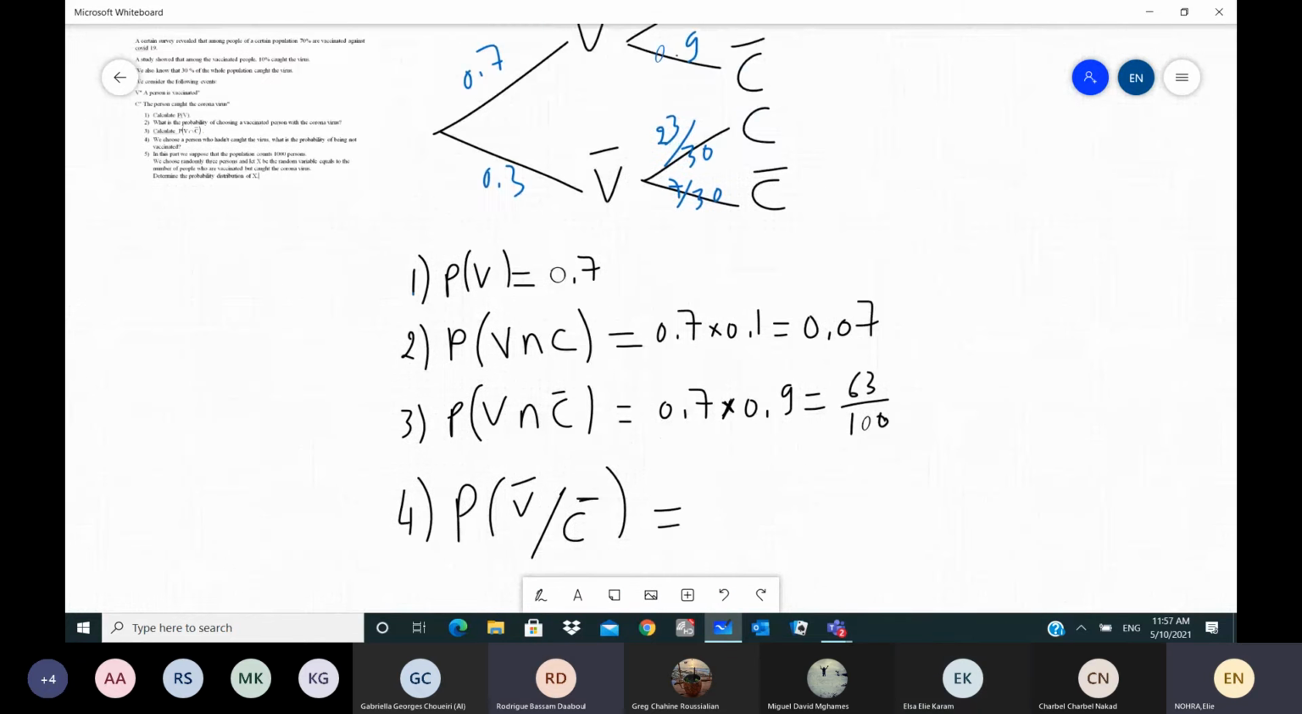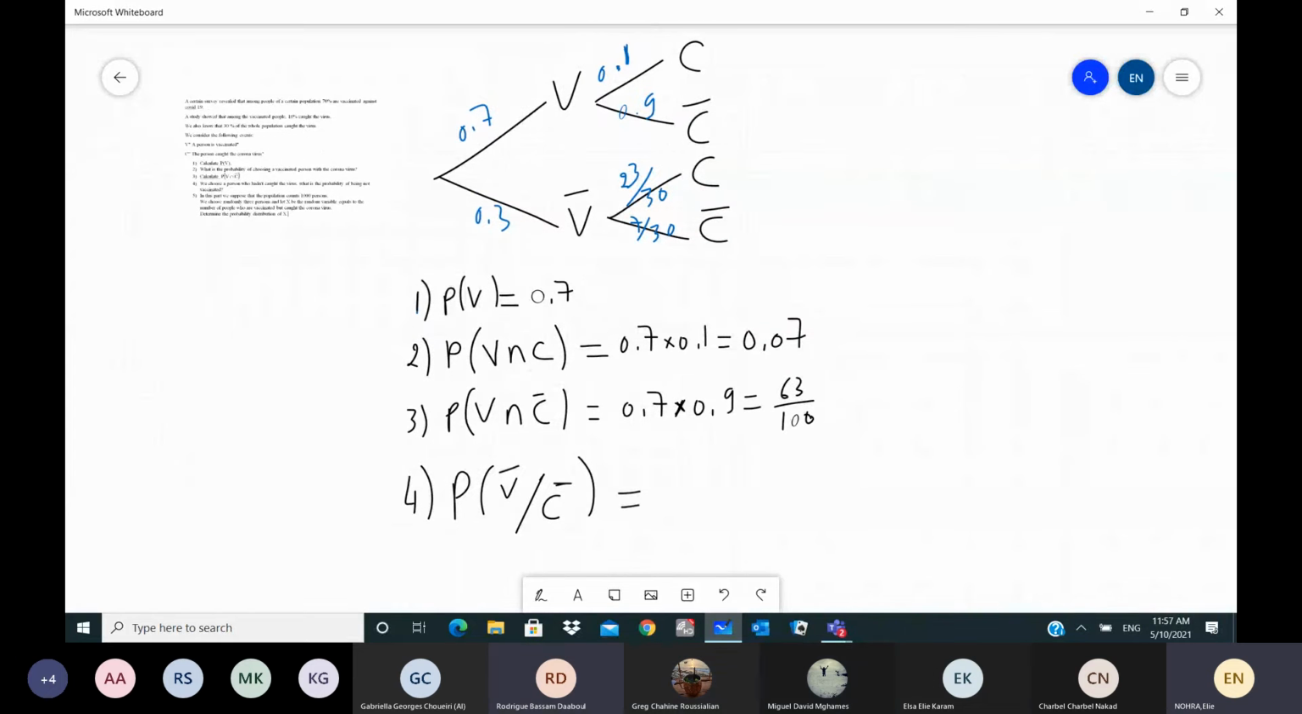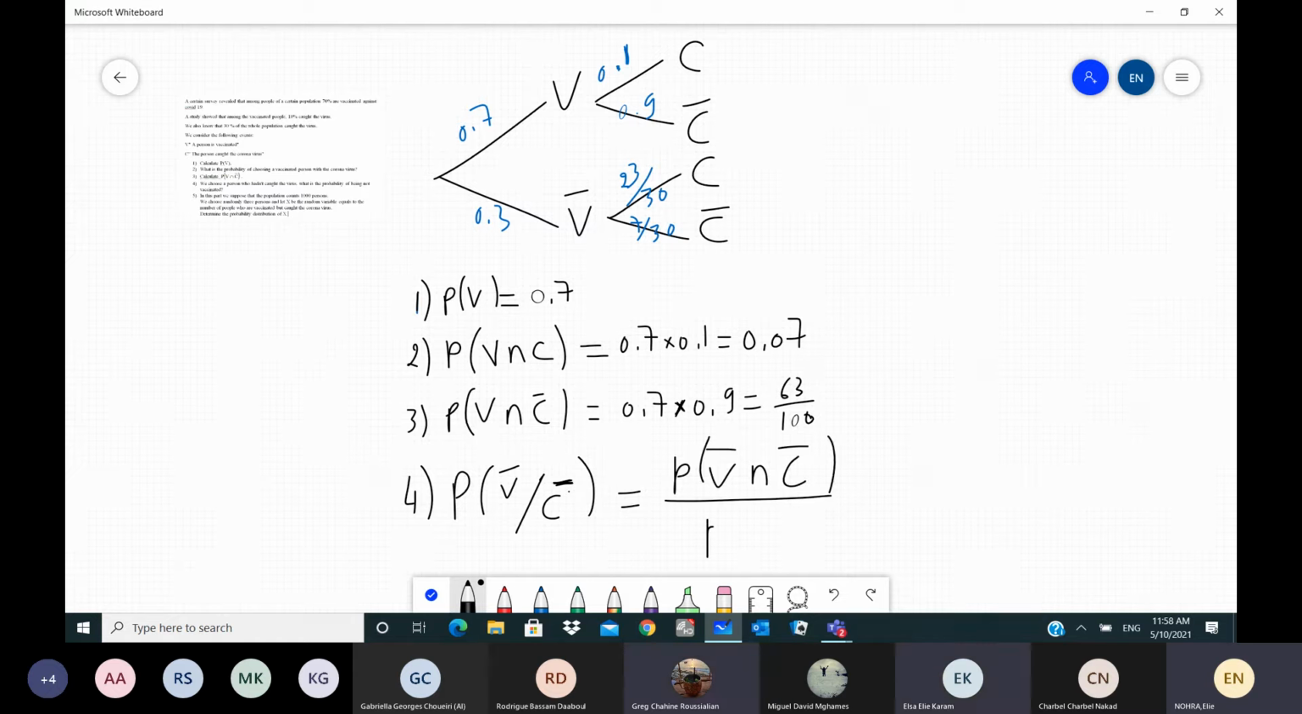Now, why is it a formula? Why do you have to use the formula? Sir, because they told us knowing that. Knowing C bar, if you put the pen on C bar, there's no way to go back. There's nothing ahead of C bar. This is why we have to use the formula: P of V bar intersection C bar over P of C bar.